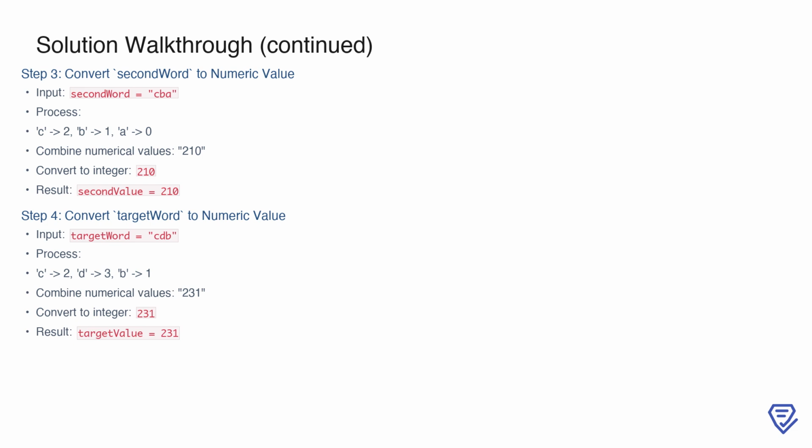Next, for target word, which is CDB, we repeat the same process. C maps to 2, D maps to 3, and B maps to 1. Combining these gives the string 231, which translates to the integer 231. Therefore, the numerical value of target word is 231.